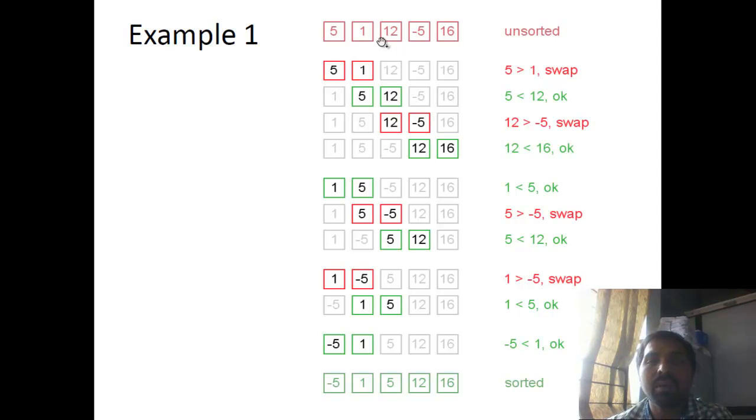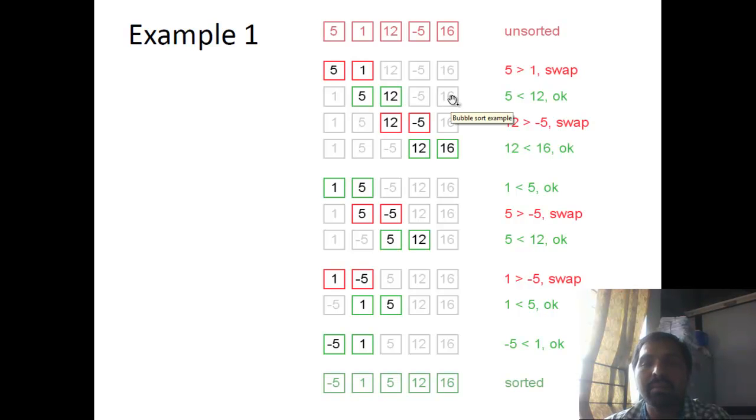For example, we have the elements 5, 1, 12, -5, 16. These are the unsorted elements. Now we are going to sort these elements using the bubble sort procedure, the brute force approach. As per the procedure, we compare the first two elements in the first pass. The first element is 5, the next element is 1. 5 is greater than 1, so both are not in order, and we exchange these two elements. We get 1, 5, 12, -5, 16.